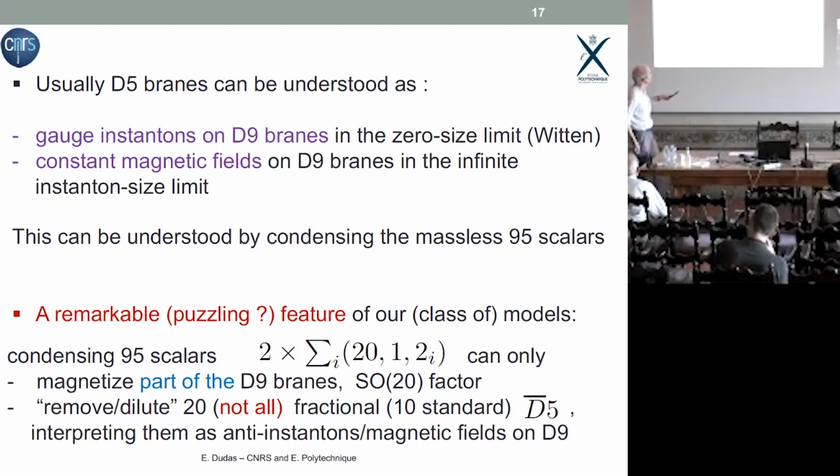Equivalently, if you look at these condensations from the field theory point of view, you cannot remove and replace all the D5, but it's the same thing. Anti-5 branes, if you want, you cannot all of them convert into instantons or magnetic fields. Some of them have to remain in the spectrum. So it's the first example I know, and a posteriori, I don't know if it's really completely shocking. You cannot understand 5 branes as either magnetic fields or instantons.